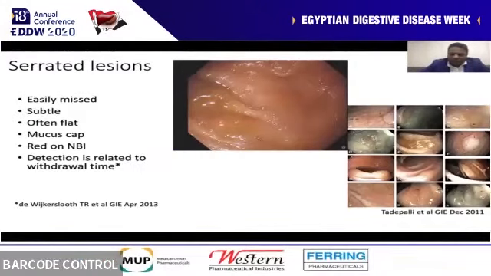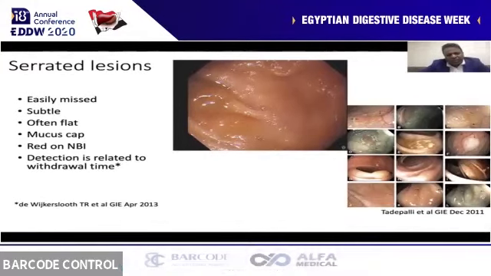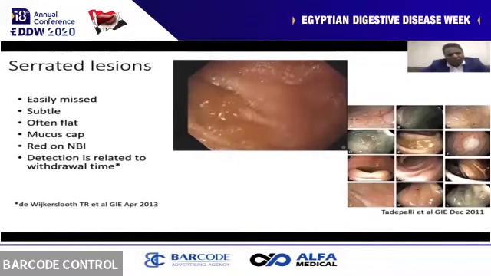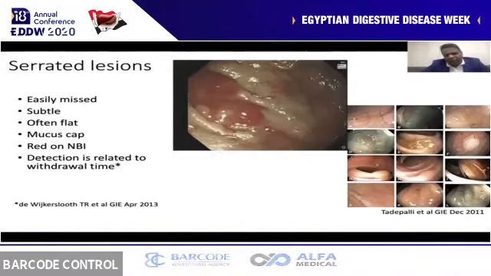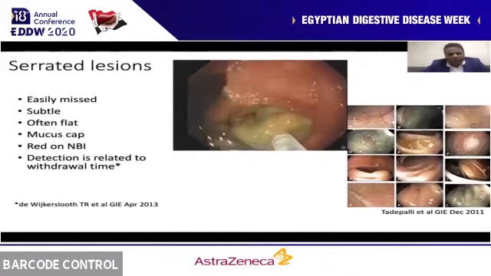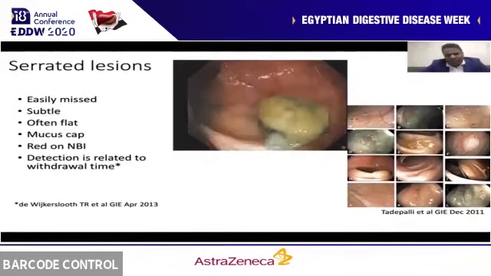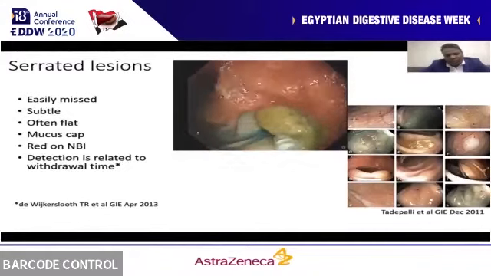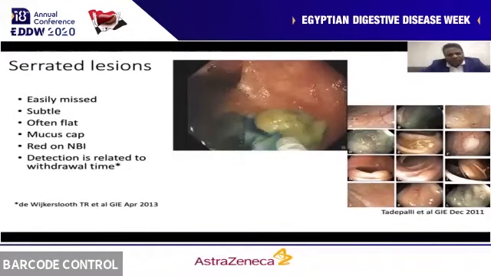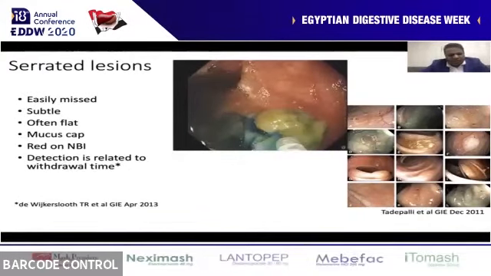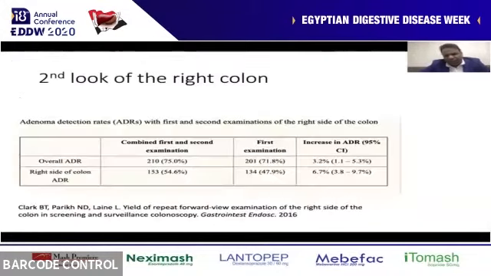Serrated lesions are very important. They may be the lesions which actually lead on to post-colonoscopy colorectal cancers, as they are easily missed because they're very subtle, often flat, and with a mucus cap, they look pretty much unremarkable to the naked eye, and often appear to be red on NBI. We know that they are better identified and delineated when we do a submucosal lift. And we also know that the detection of these is dependent on the withdrawal time.